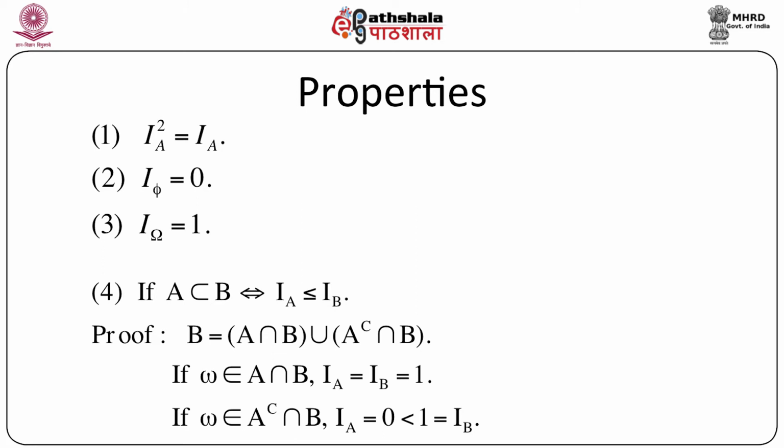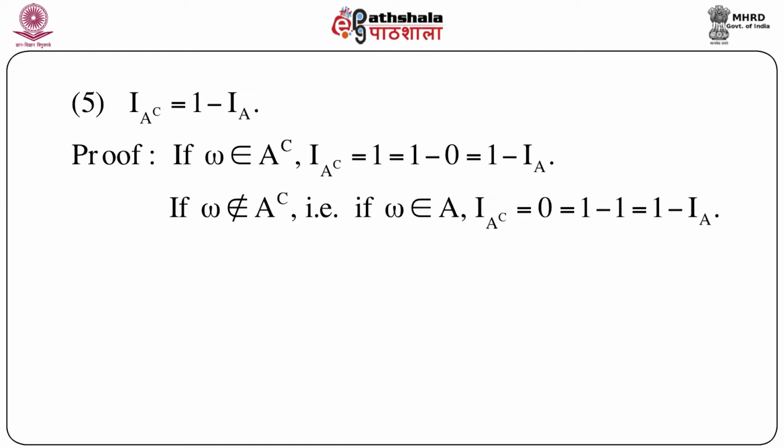Now let us consider another property of the indicator function with respect to a complement. The property is I of A complement is nothing but 1 minus IA. Again, the proof is extremely simple. If omega belongs to A complement, I of A complement is nothing but 1, because by the definition of the indicator function, I of A complement equals 1. Now we can write 1 as 1 minus 0.